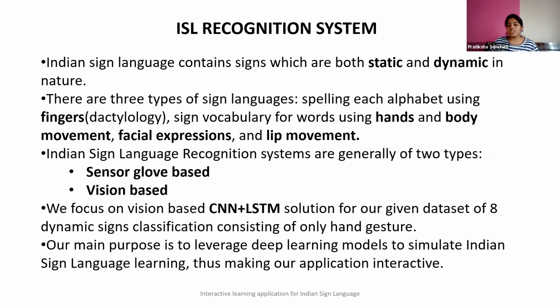But for the recognition system, there are generally two systems. The first one is sensor glove based, and the second one is vision based. In sensor glove based, the user has to wear sensor gloves so that the tracking of hands can be done easily. In vision based systems, we use deep learning models to track the hands. So currently, we are focusing on a vision based CNN plus LSTM system for dynamic sets of signs which consist of only hand gestures.